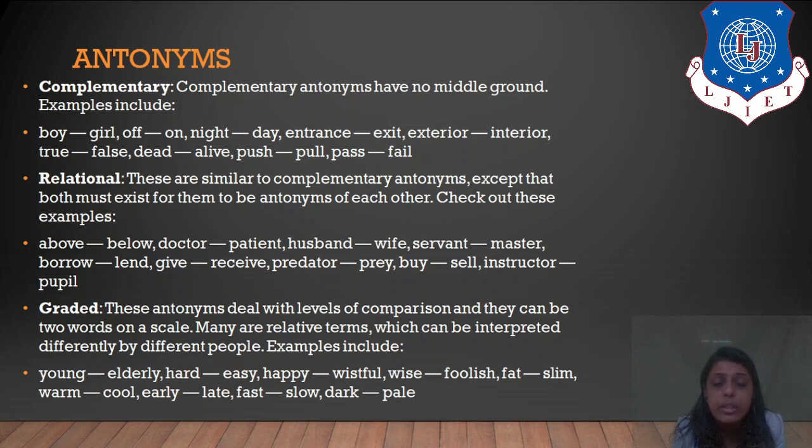Then there are relational antonyms also, like husband, wife, right? Doctor, patient, servant, master, borrow, lend, receive, give, right? Predator, prey, buy, sell, instructor, pupil. So these are relationship antonyms. Then there are graded antonyms, like for example, young, lower grade, elder, opposite, higher grade, like hard, easy, happy, wistful, wise, foolish, fat, slim, warm, cool, early, late, fast, slow, dark, pale, right? So these are also antonyms.